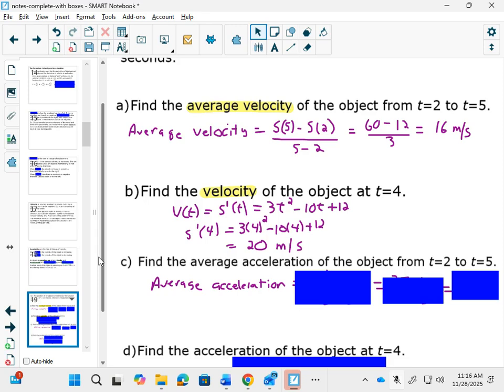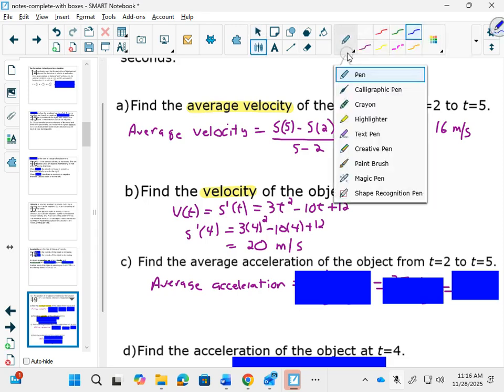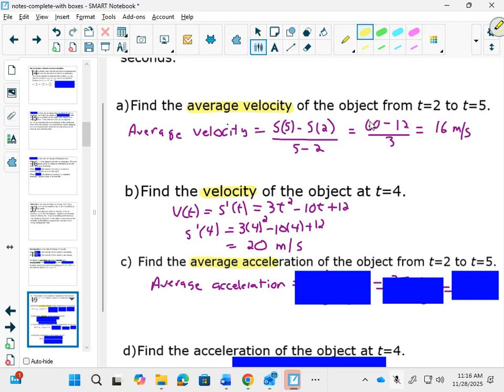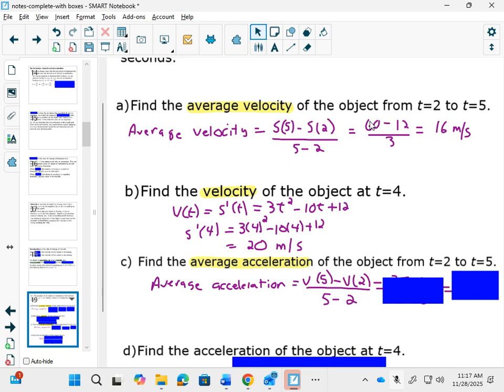Average acceleration. So again here, the math is never hard. It's just what is an average acceleration? That would be your change in velocity over your change in time. From 2 to 5, so I plug in 5 into my velocity equation and 2 into my velocity equation, divided by 5 minus 2. Make sure I have my units there. It comes out to 11 meters per second squared.